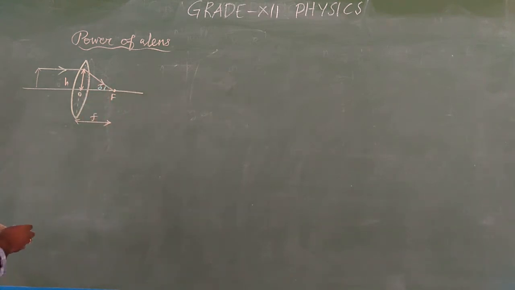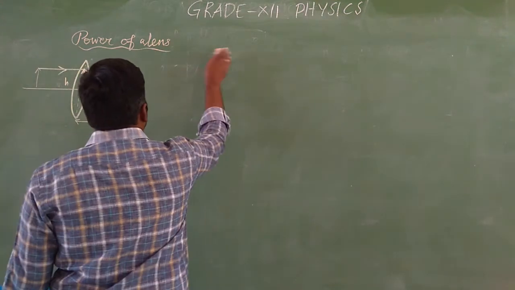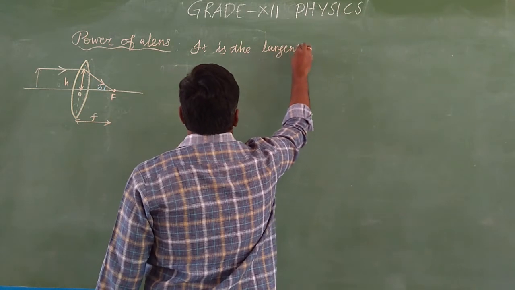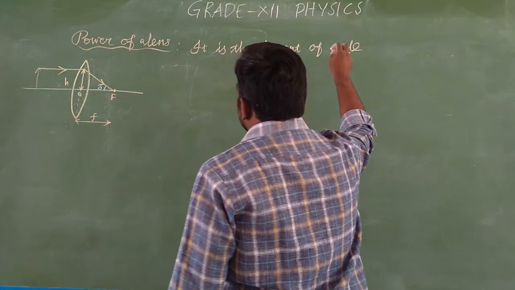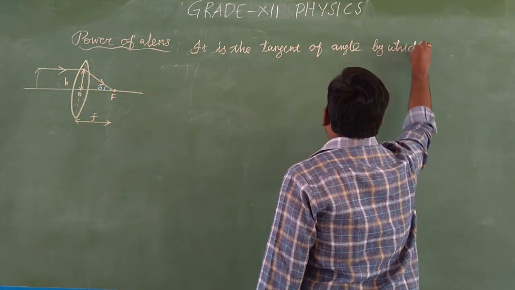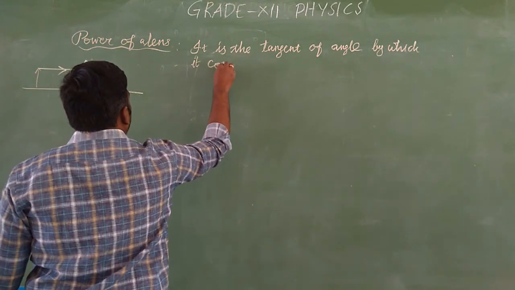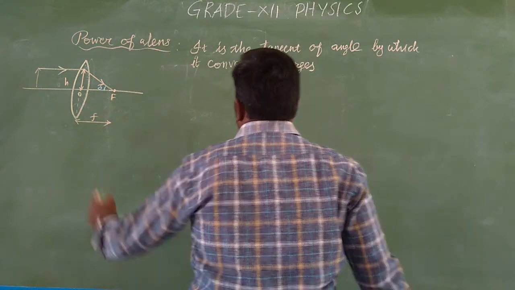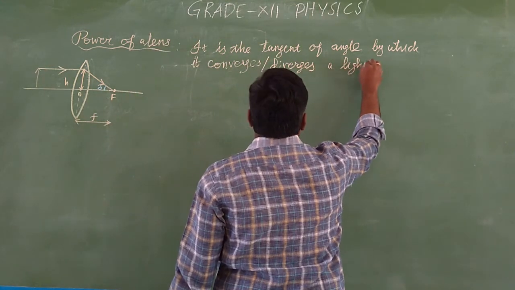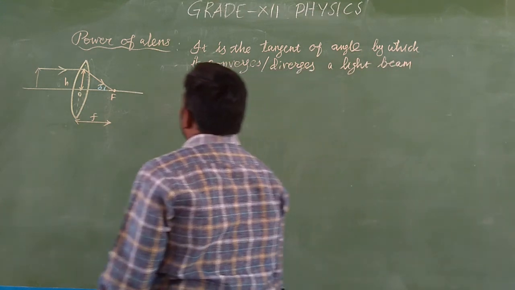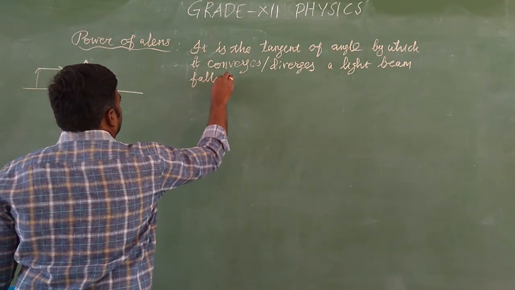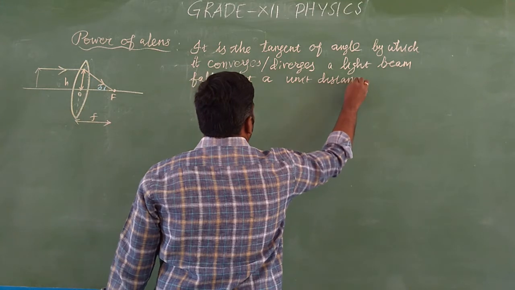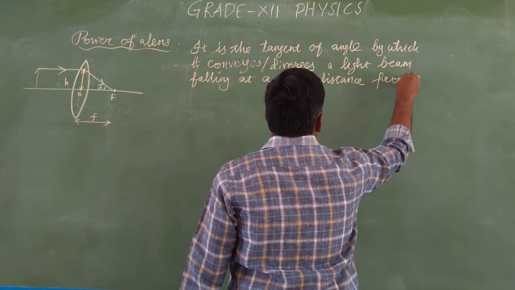So how can we define the power of lens? The power of a lens is nothing but the tangent of the angle by which it converges or diverges a light beam falling at a unit distance from the optic center. This is a very important point. I will explain.